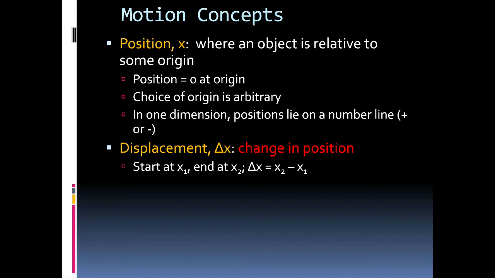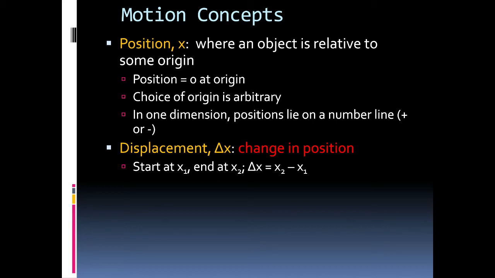Now this displacement can be a positive number, a negative number, or 0. The sign will tell you the direction, and displacement has direction associated with it. So it's actually known as a vector quantity. If you remember, a vector quantity is magnitude plus direction.